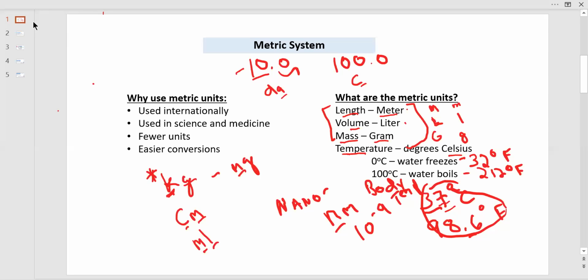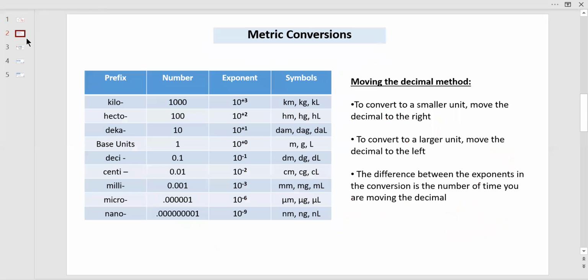Cool. Any questions on the overview of the metric system? It's based on the space of 10, neat, international, good in science. So here's the breakdown, and always start with your base units, right? Always start with your base units: meter, gram, and liter. That's your base, and that's based on 1.